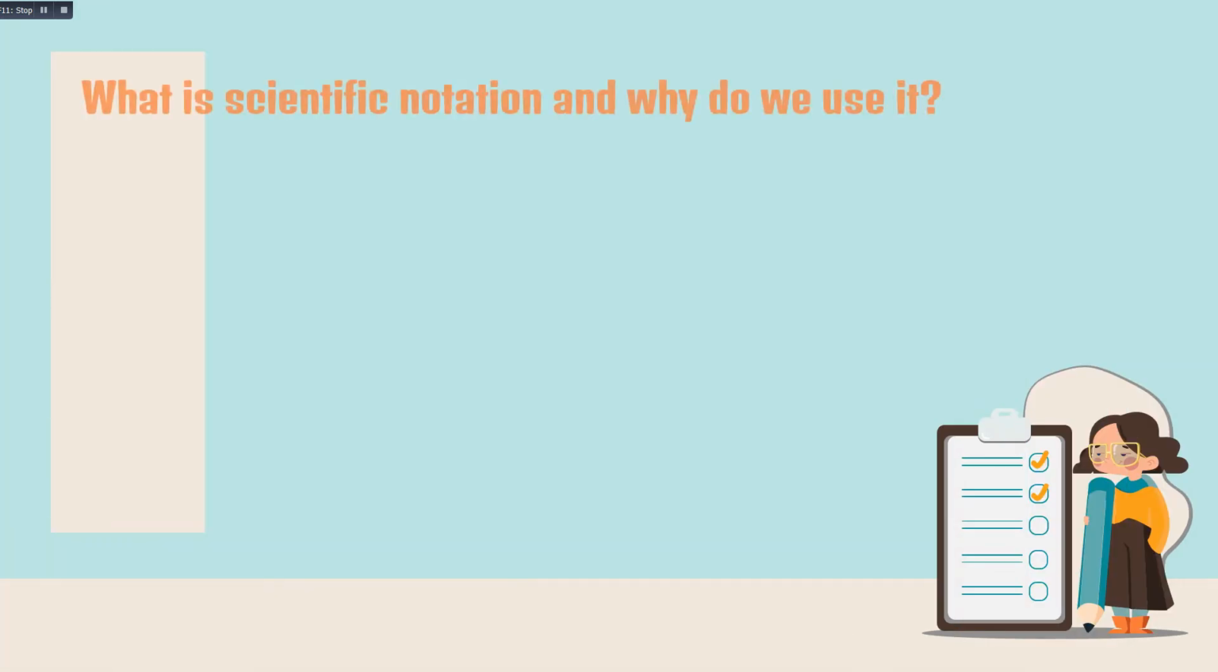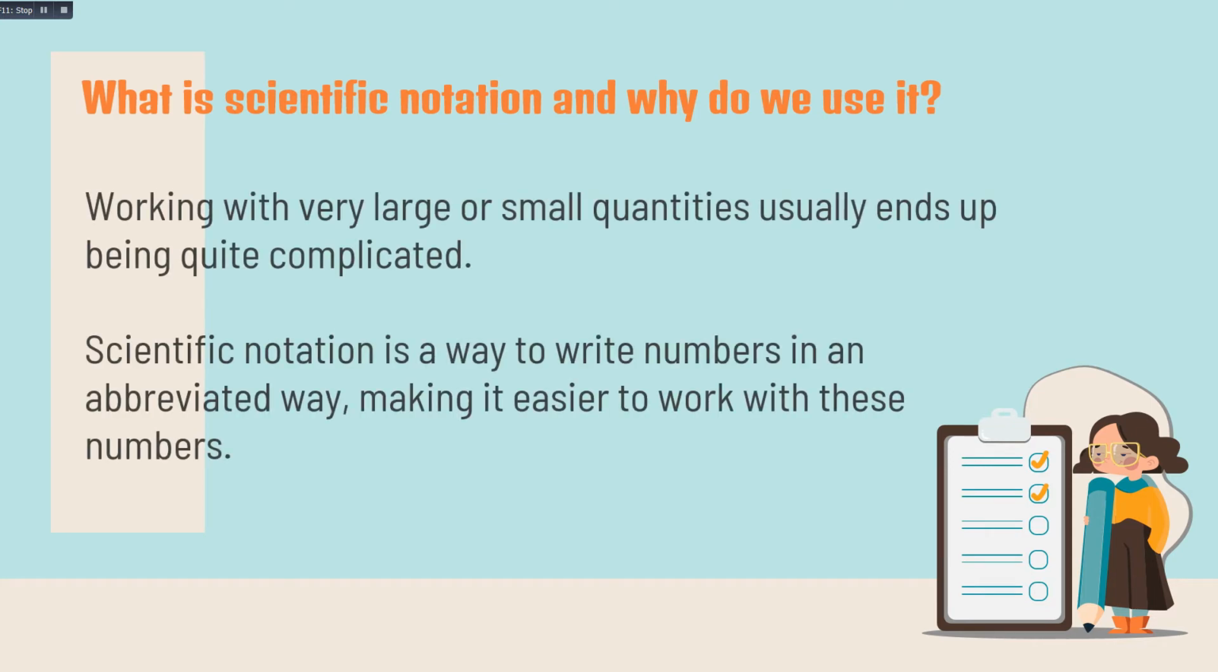What is scientific notation and why do we use it? Working with very large or small quantities usually ends up being quite complicated. Scientific notation is a way to write numbers in an abbreviated way, making it easier to work with these numbers.